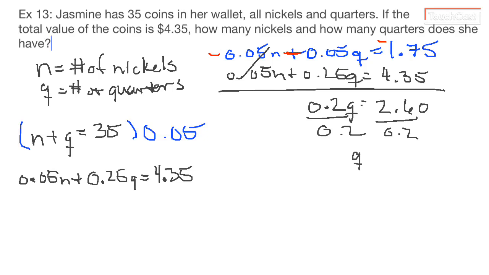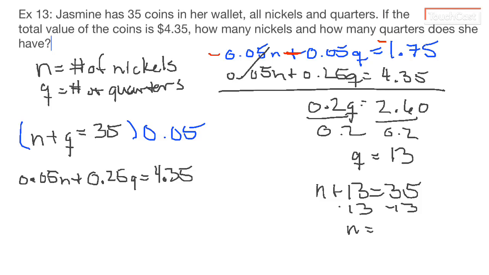we're going to find that the number of quarters is 13. And then we take that and we put it into that first equation. N plus 13 is going to have to be 35. If we subtract 13 on both sides, we're going to get N is equal to 22. So that means Jasmine has 13 quarters and 22 nickels.